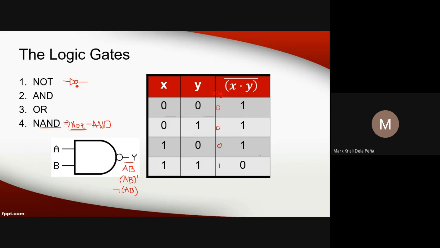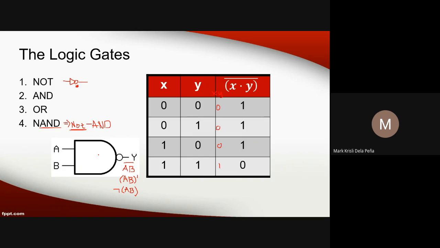In electronics, or in creating logic circuits, NAND and the other one are used to design and create combinational circuits. Seldom will they use AND and OR. Why? Because in your next courses, which we will not discuss here, a combination of NAND gates can be used.